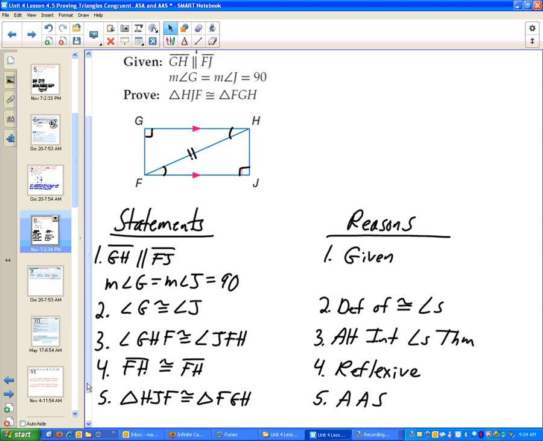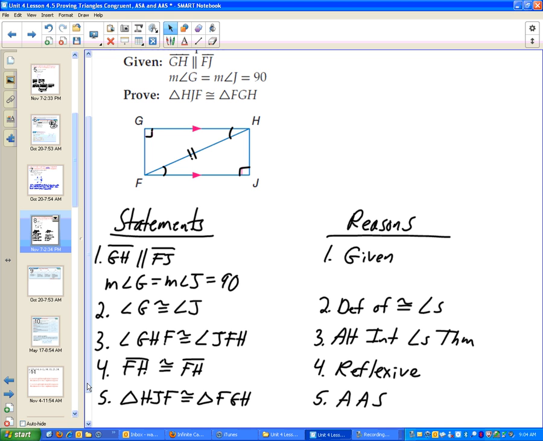All right, so here's what I did. Since those two angles are 90, they're congruent to each other. So step 2, saying that angle G is congruent to angle J. Reason, definition of congruent angles. They have equal measures. We were told that in step 1, that's given. They have equal measures, they're congruent, because that's what congruent means. So definition of congruent angles.